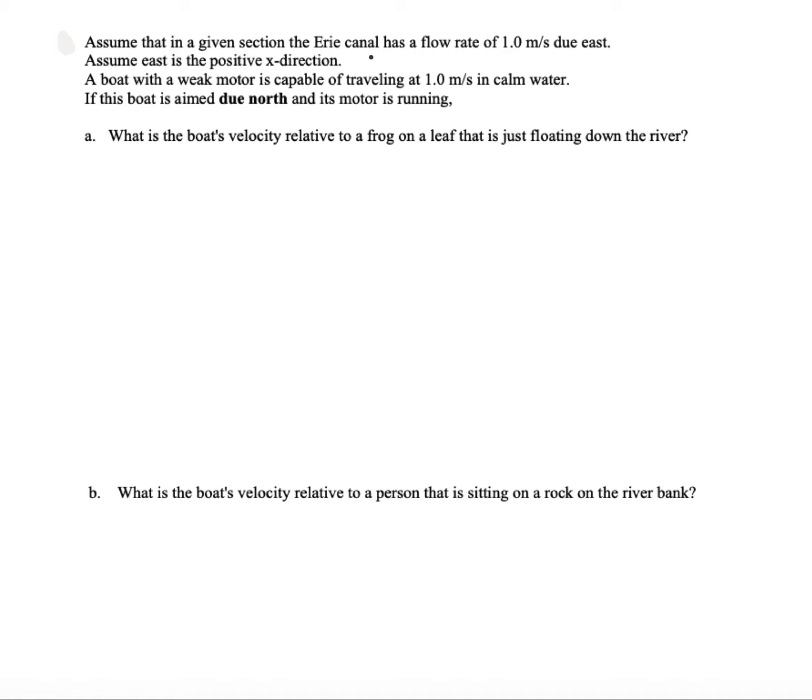A given section of the Erie Canal has a flow rate of 1 meter per second east. East is the positive x direction. A boat with a weak motor can travel at 1 meter per second in calm water, but this time the boat is going to be aimed due north, and its motor is running. Let's draw it.